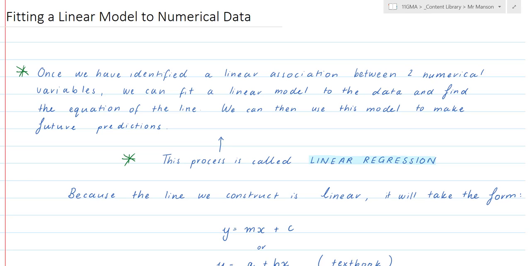So I'll read out what's written there, but I'm going to talk a little bit more once we get to the mathematical stuff. Once we've identified a linear association between two numerical variables, we can fit a linear model to the data and find the equation of the line. We can then use this model to make future predictions.